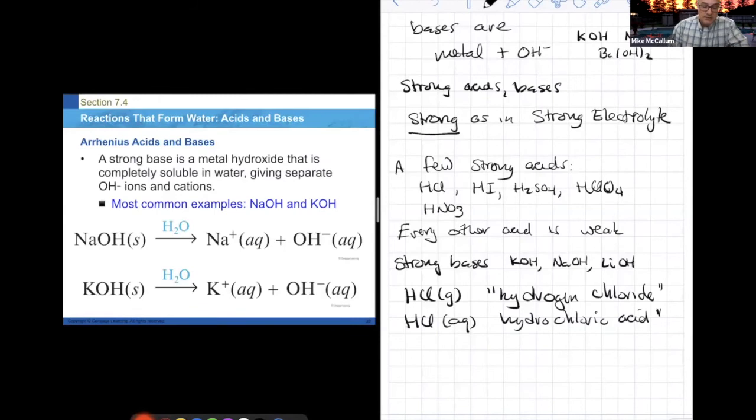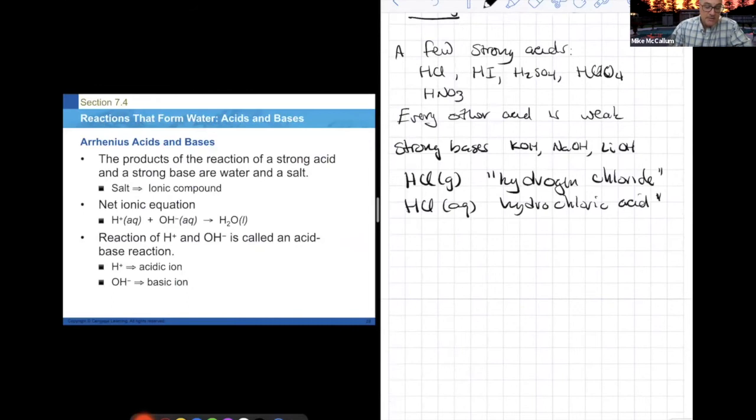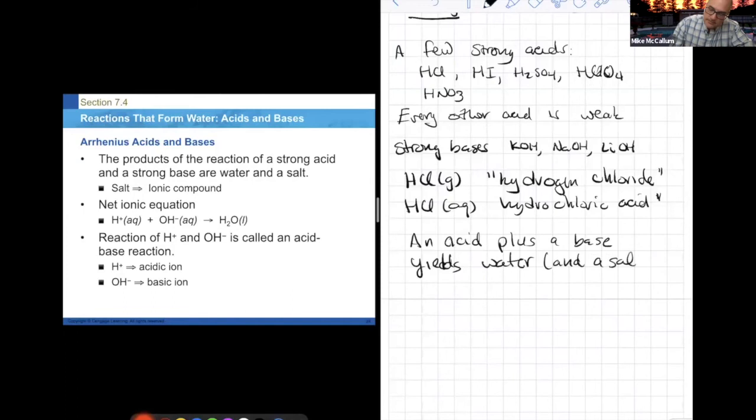All right, so here's some examples of the bases, KOH and NaOH, and they do a very similar thing with their respective ions, right? But in this case, the emphasis is on the hydroxide. Now, what's interesting is what happens when we put them together. An acid, let me try this again. An acid plus a base yields water and a salt. So let's see how this happens.